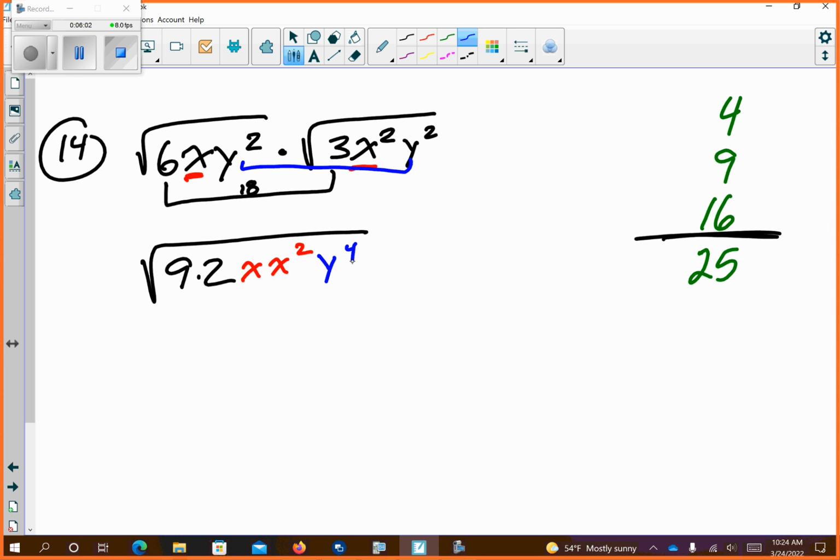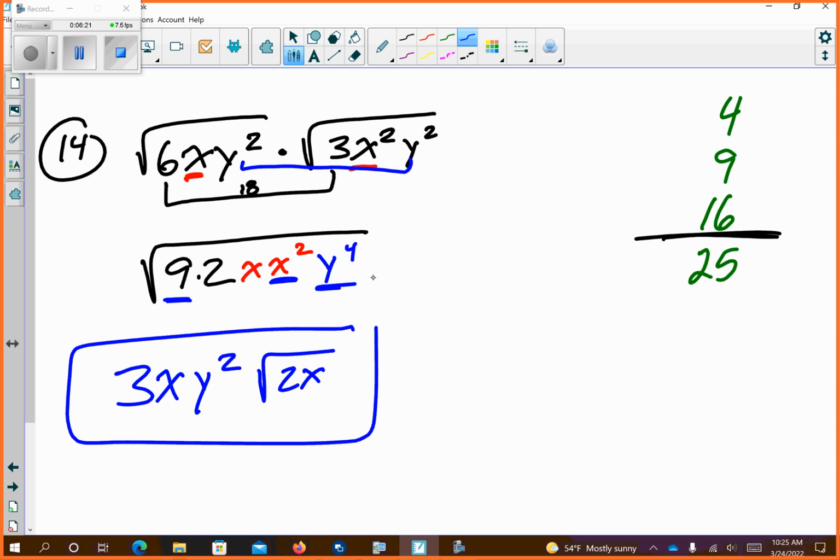All right, so now we're ready to start doing the square root of stuff. What's the square root of 9? 3. What's the square root of x squared? X. And what's the square root of y to the 4th? Y to the 2nd. And then what do I have left underneath the radical sign? 2 and an x. Right. Done.